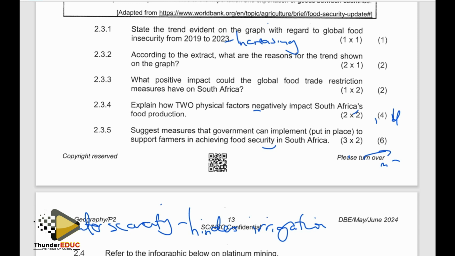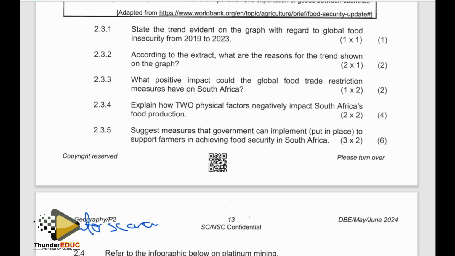235. Suggest measures that the government can implement or put in place to support in achieving food security in South Africa. What can the government do to ensure that all people have got sufficient and nutritious food for a healthy life? What should we do? Right. The government, what can it do?